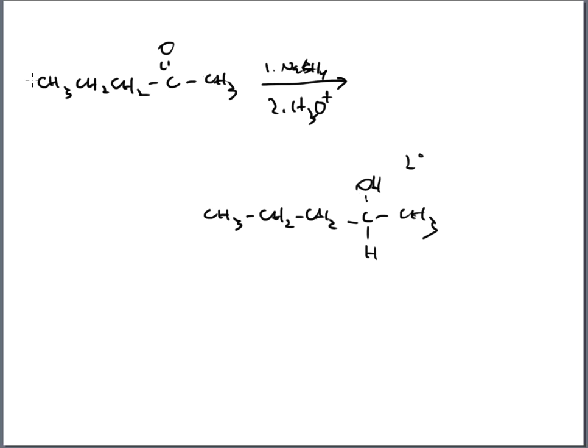1, 2, 3, 4, 5. So this is a pentane, add -one, pentanone, and this happens at carbon number 2 because that's the way we get the lowest number. So 2-pentanone is going to react with sodium borohydride and a little bit of acid in a nucleophilic acyl addition reaction.